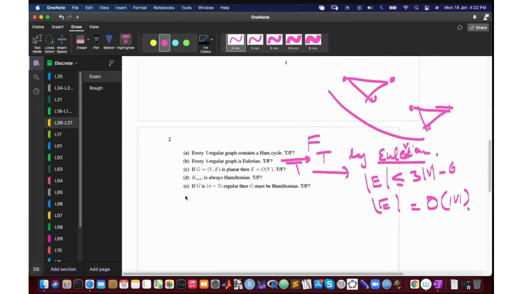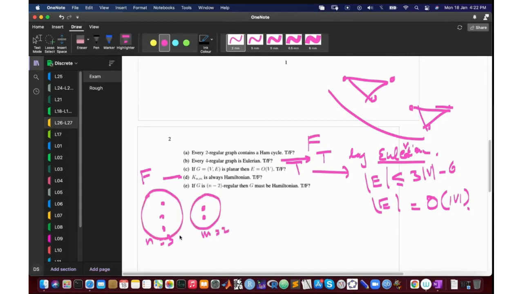K_{n,m} is always Hamiltonian. This is not true. This is false because you could have n to be, for example, 3 and m to be 2, right? We actually did this example in class: if the number of vertices on the two sides is not the same, then you can't have a Hamiltonian cycle in there, right? So this is clearly false.